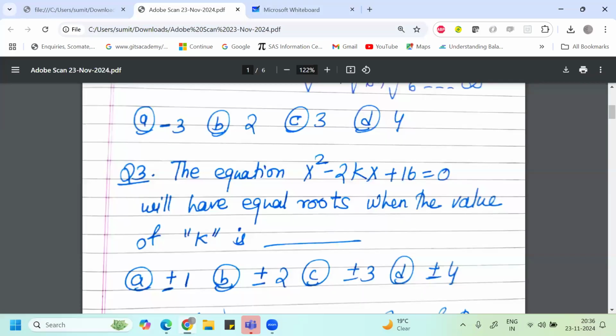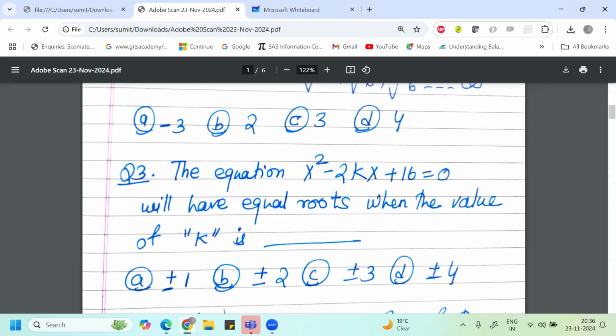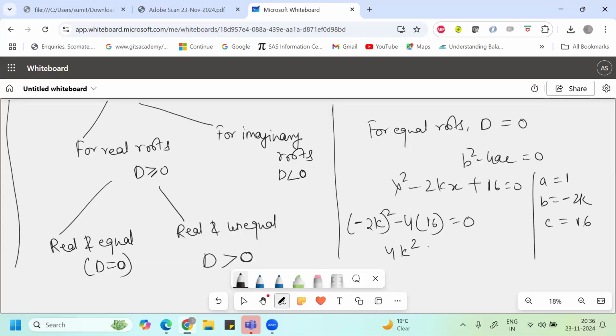So here in the question, they've given x square minus 2kx plus 16 is equal to 0. So here a is equal to 1, b is equal to minus 2k, and c is equal to 16. So b square minus 4ac is equal to 0, which means 4k square minus 4 into 16 is equal to 0. So I can write k square minus 16 is equal to 0.